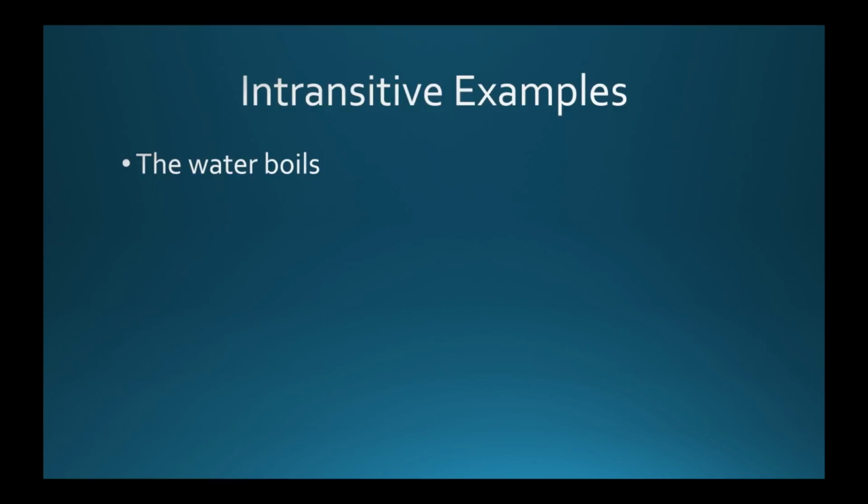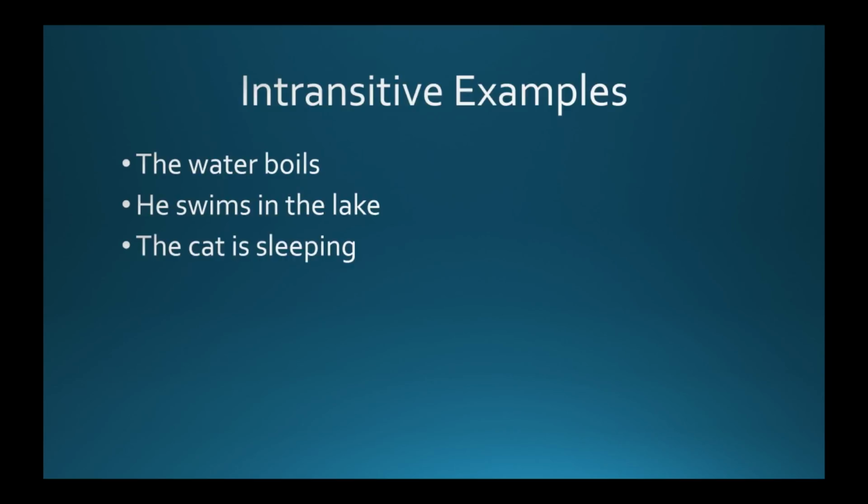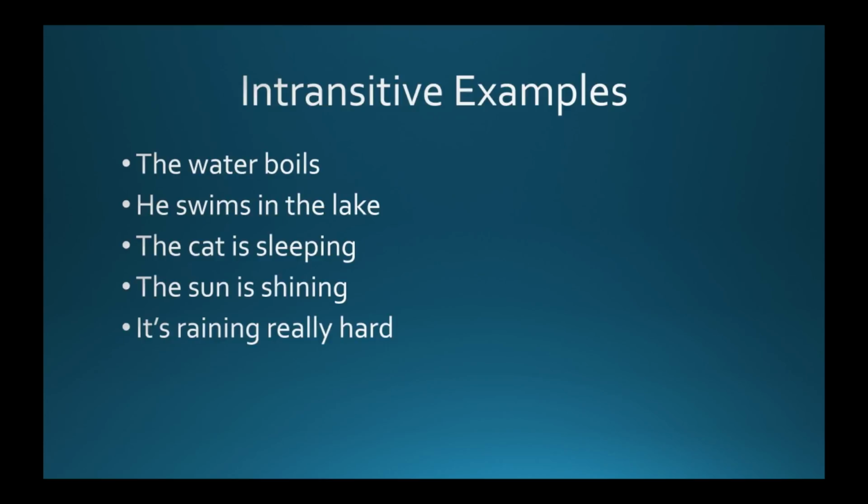The next example, he swims in the lake. The same thing, he is there, he's swimming. There's no recipient to his action. I'm just going to show you these and hopefully you can see the pattern. The third example is the cat is sleeping. The sun is shining. It's raining really hard. Do you see the pattern? There's a subject. The subject is doing something, but they're not doing anything to itself or to something else. These are intransitive verbs.